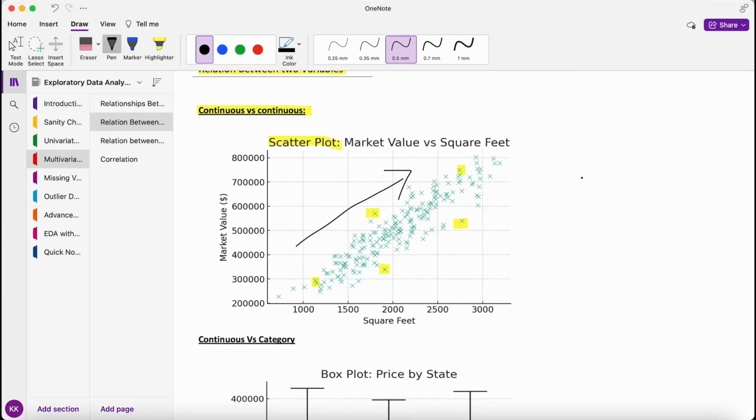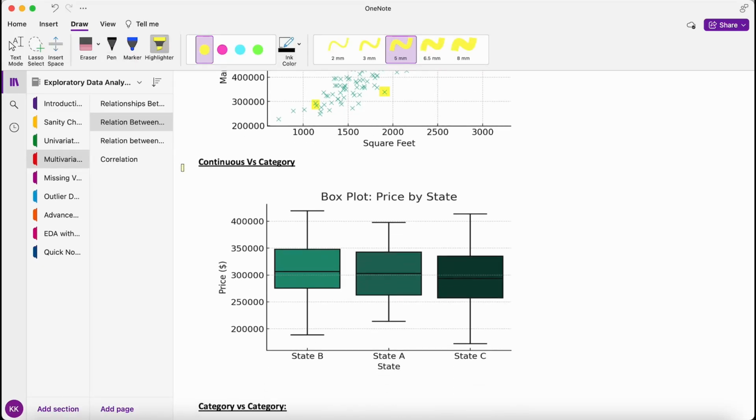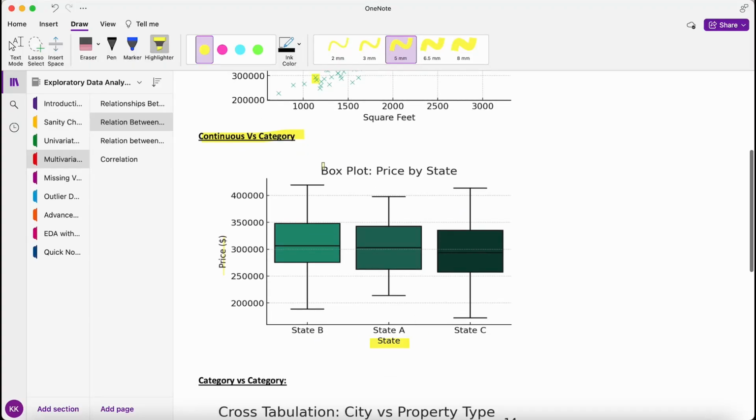2. Continuous versus category. Comparing a continuous variable with a categorical one, such as price by state, requires a different approach. A box plot is a suitable tool here, as it displays the distribution of the continuous variable, price, for each category, state. The median, quartiles, and potential outliers within each state can be compared side by side, offering insights into the differences in price distributions across different states.